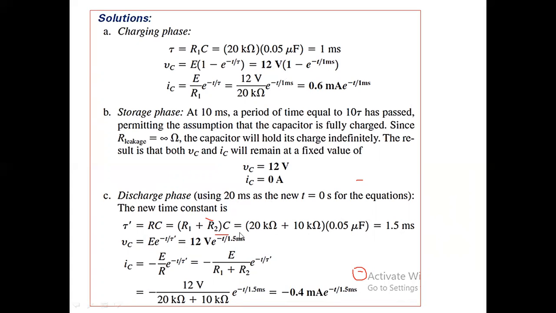So putting the values. First of all we have to find the new tau for position number 3, because now we have R1 plus R2 in series. The new tau, tau dash, is equal to 1.5 millisecond. Using the formulas for the discharge phase, we will get this.